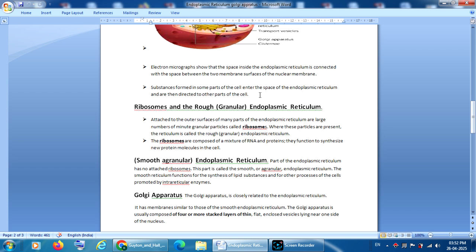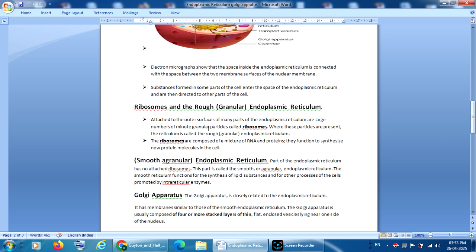Substances formed in some parts of the cell enter the space of the endoplasmic reticulum and are then directed to other parts of the cells, as I have mentioned earlier. Ribosomes and the rough granular endoplasmic reticulum: attached to the outer surface of many parts of the endoplasmic reticulum are a large number of minute granular particles called ribosomes. Where these particles are present, the reticulum is called rough or granular endoplasmic reticulum.